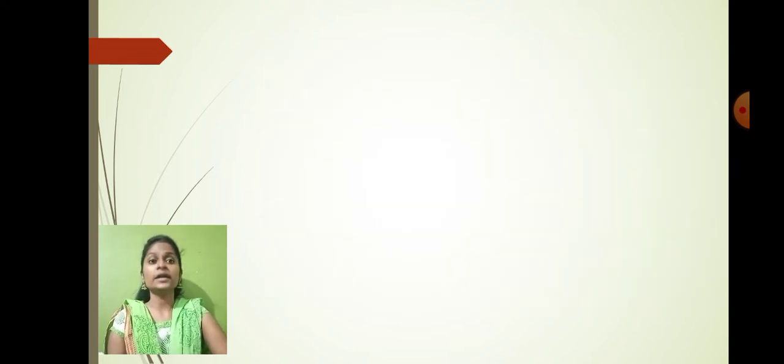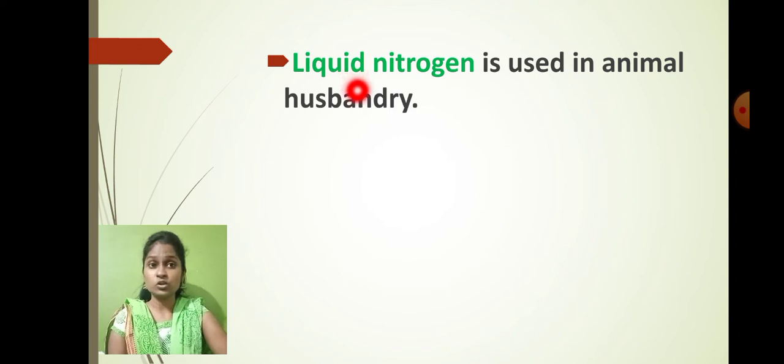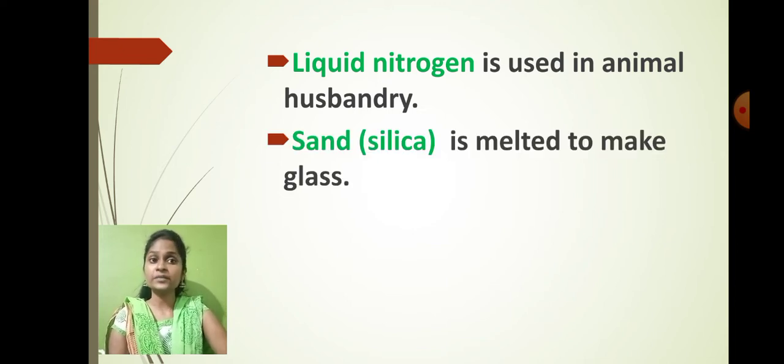Paraffin wax. Again you can see over here, liquid nitrogen. Liquid nitrogen is used in animal husbandry. What do you mean by animal husbandry? Animal husbandry is a type of business where we rear animals. That means we keep animals for our betterment. For example, rearing of cattle for milk production, rearing of chicken for eggs, etc. That particular business is called what? Animal husbandry. So for that purpose also liquid nitrogen is used. Again you can see over here, sand. Do you know that we use a lot of variety of glass material at home? Okay, so this glass is made up of sand.